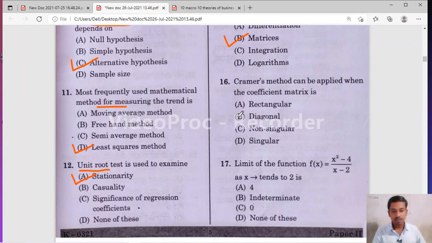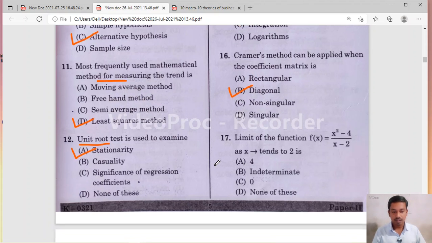Question number 16. Cramer's method can be applied when the coefficient matrix is option A rectangular, option B diagonal, option C non-singular, option D singular. Yes, here the right answer is option B diagonal.